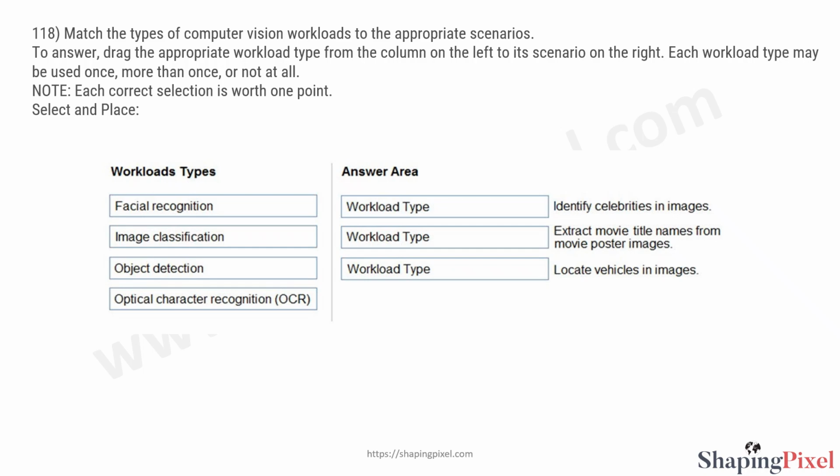So the correct workload types for the statements are facial recognition: identify celebrities in images; optical character recognition: extract movie title names from movie poster images; object detection: locate vehicles in images.